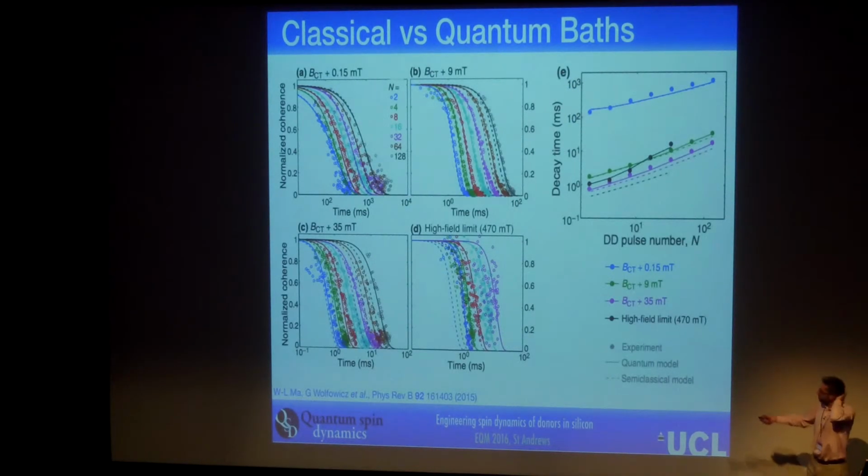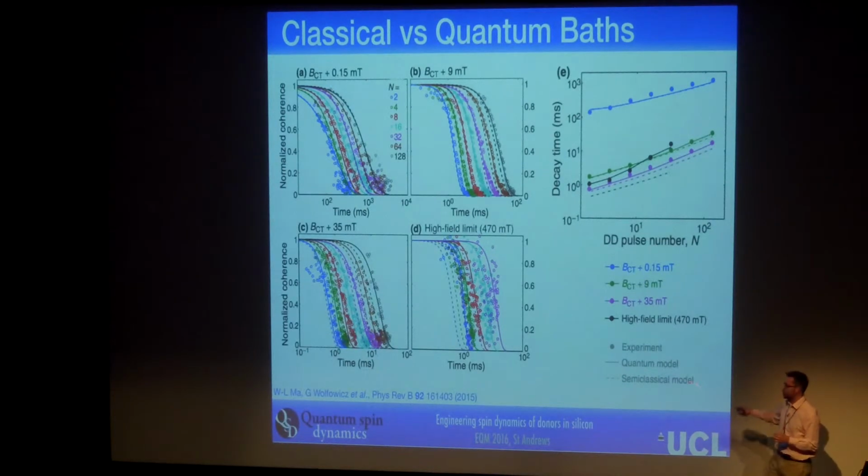So what we can do is look at experiments on decoherence under dynamical decoupling. Those are the points. And then we can compare this with a quantum model where we simulate these clusters and look at entanglement between the donor and the bath.